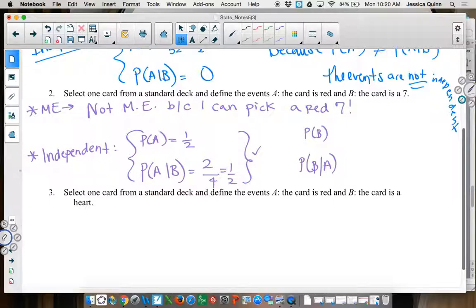Okay, so what's the probability of B? B again is the card is a 7. So how many 7s are there? 4 out of 52. So that's 1/13.